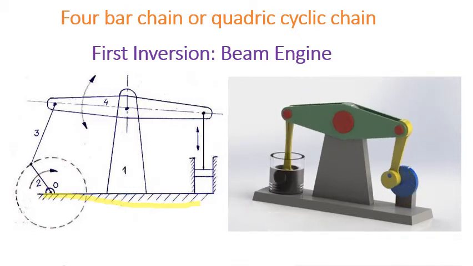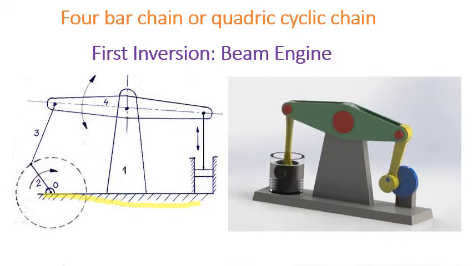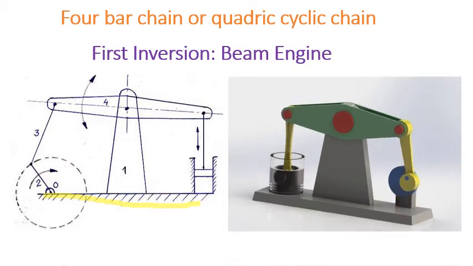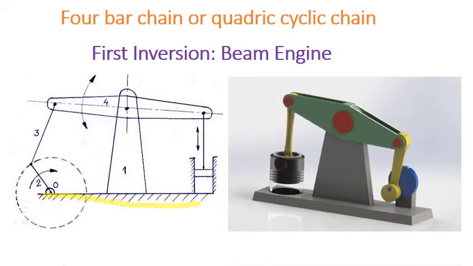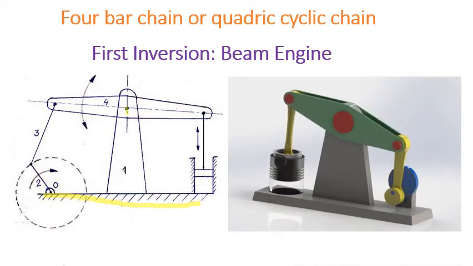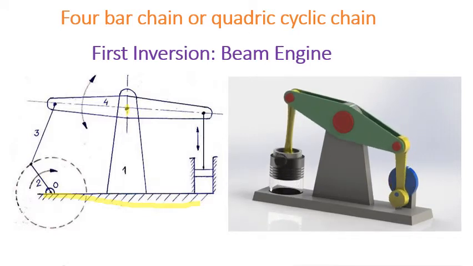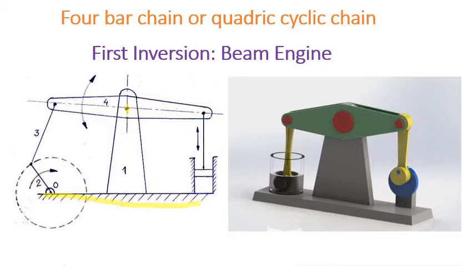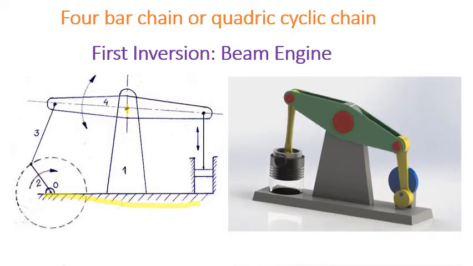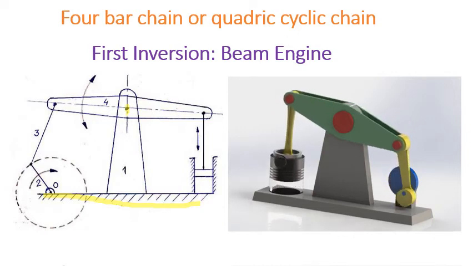This is the output, which we can use for lifting the oil. In this mechanism, when the crank rotates about the fixed center, that is O, the lever oscillates about the fixed center. Due to the rotation of the crank, the end lever connected to the piston rod reciprocates inside the cylinder.